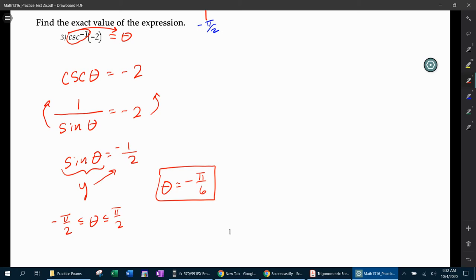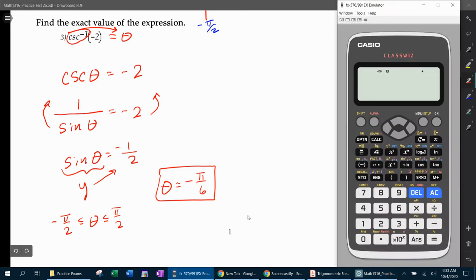Now this one you can't really plug into the calculator because you don't have a cosecant button, or at least you shouldn't on a scientific. But what we can do is we can take the inverse sine of negative 1/2 and see if we get negative pi over 6. Okay, so the inverse sine of negative 1/2, and I'm going to use 0.5 instead of 1/2, is negative 1/6 pi, which is the same as negative pi over 6. And so that verifies that we're correct.